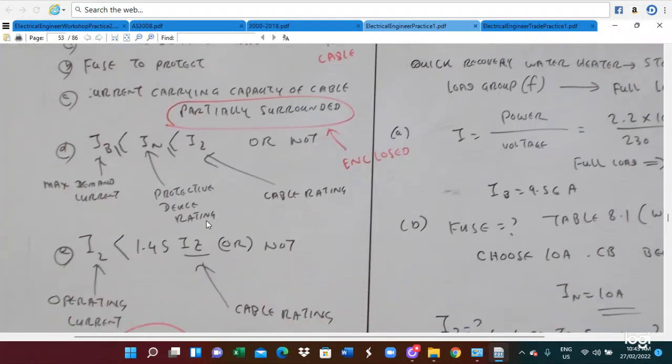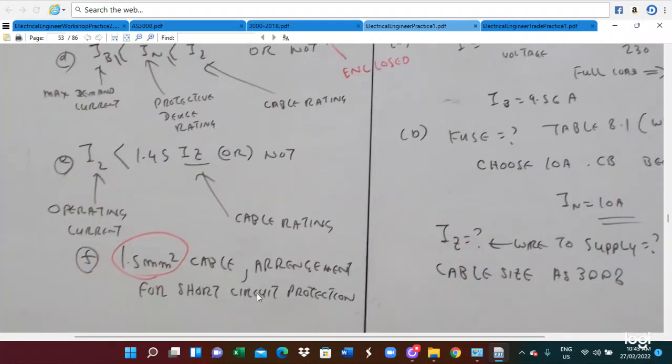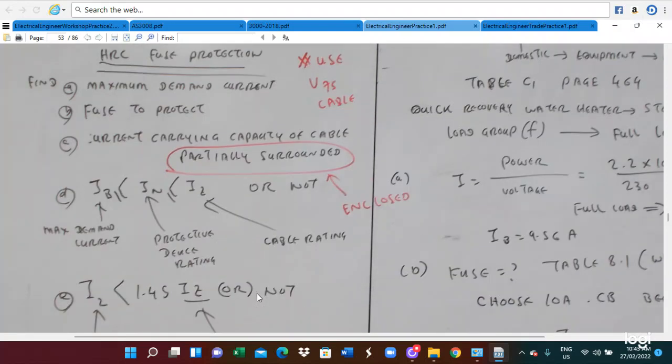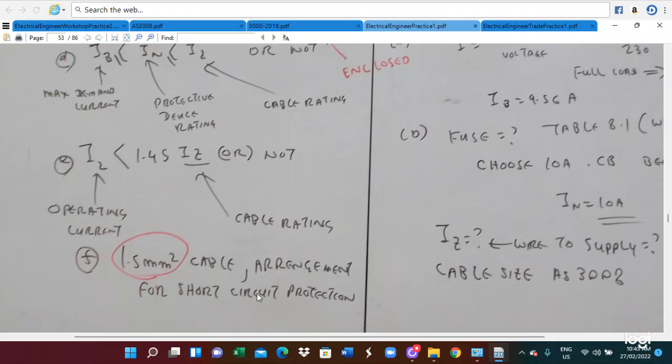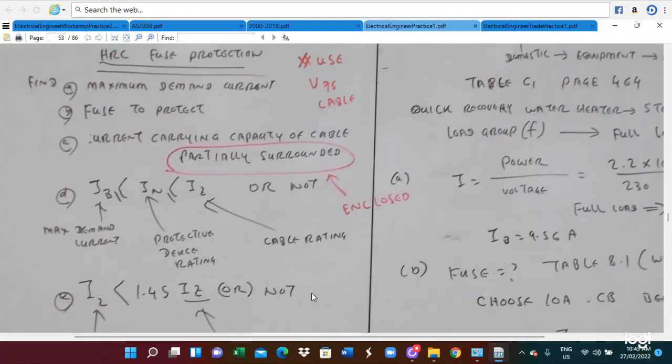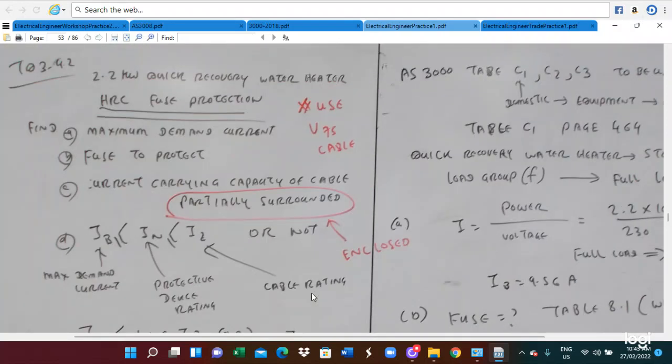The second condition is that the operating current I2 must be less than 1.45 times IZ. So 1.45 IZ is the cable current rating, and I2 is the operating current condition. So this is for the protective device rating. In this case, we had to utilize the 1.5 millimeter square cable. This arrangement for the short circuit protection is given. So these are the things that we have to find out.